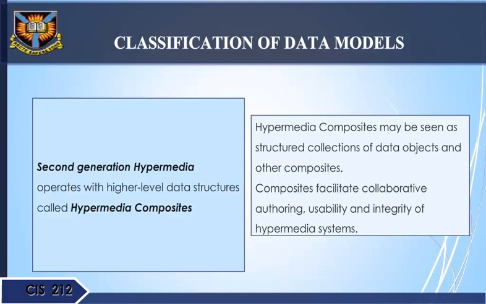Second-generation hypermedia operates with a higher-level data structure called hypermedia composites. Hypermedia composites may be seen as structured collections of data objects and other composites. Composites facilitate collaborative authority, usability, and integrity of hypermedia systems.